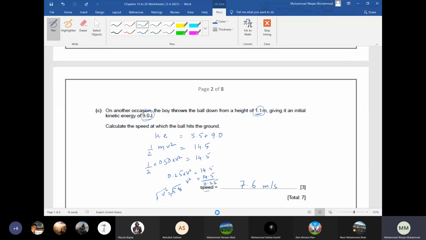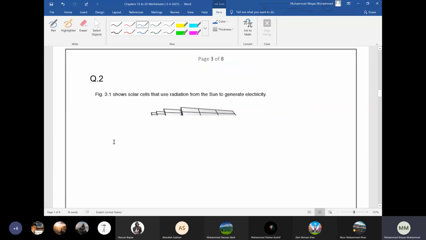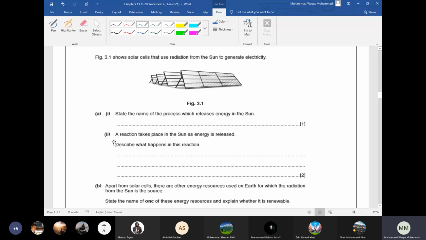Okay beta, next question. The figure shows solar cells that use radiation from the sun to generate electricity. State the name of the process which releases energy in the sun. Beta, what process releases energy in the sun? Sir, fusion. Ji beta, you should remember that in the sun nuclear reactions take place.